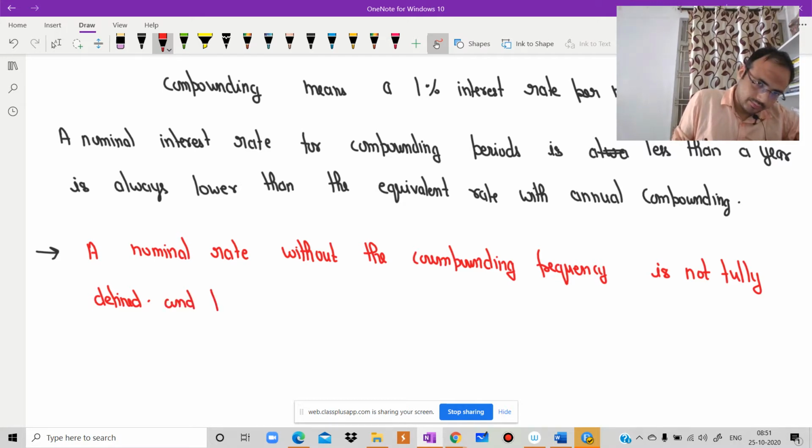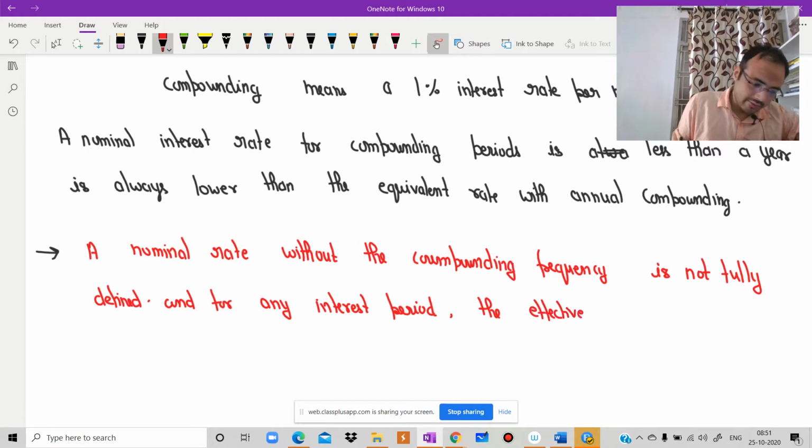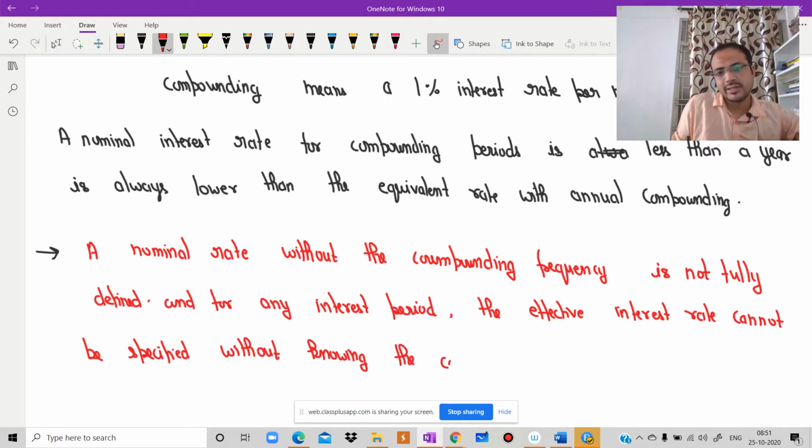And for any interest period, the effective interest rate cannot be specified without knowing the compounding frequency and rate. So both terms are very important.